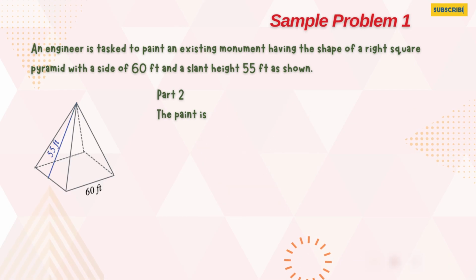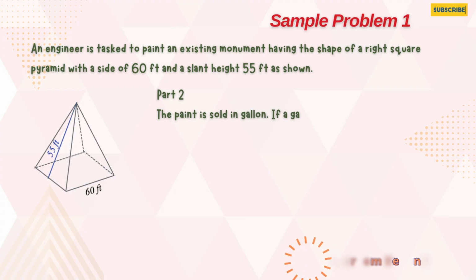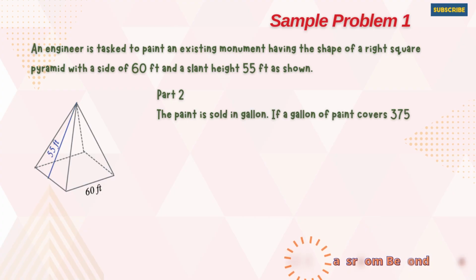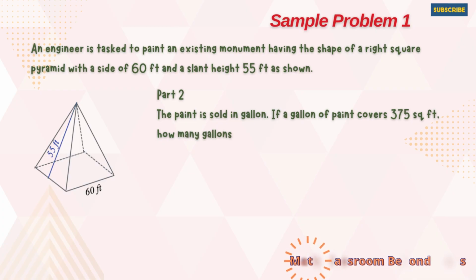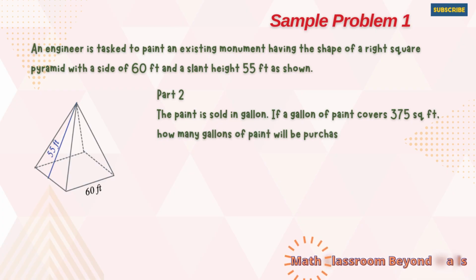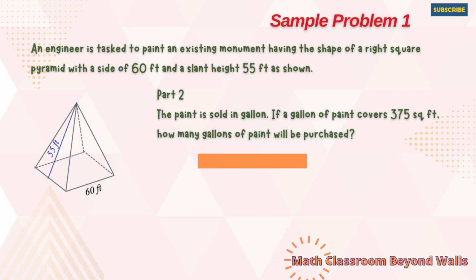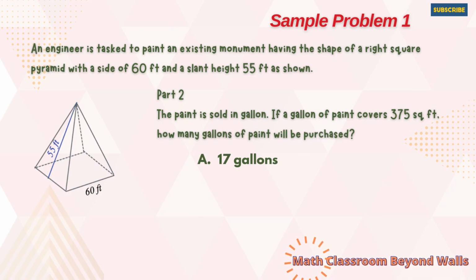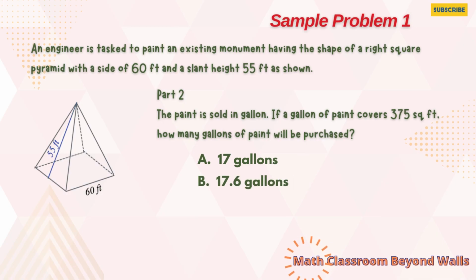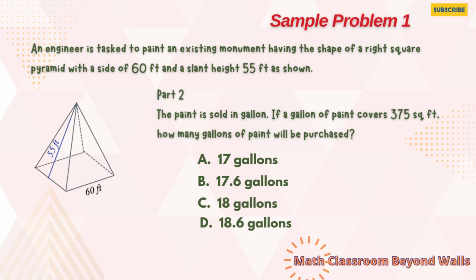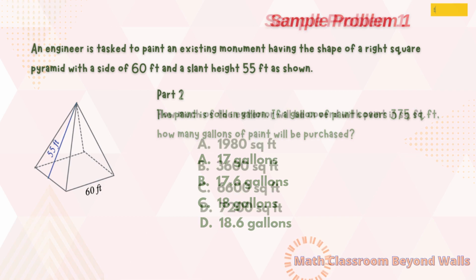Part 2. The paint is sold in gallon. If a gallon of paint covers 375 square feet, how many gallons of paint will be purchased? Option A, 17 gallons. Option B, 17.6 gallons. Option C, 18 gallons. Option D, 18.6 gallons.